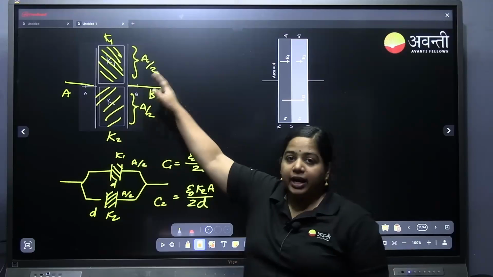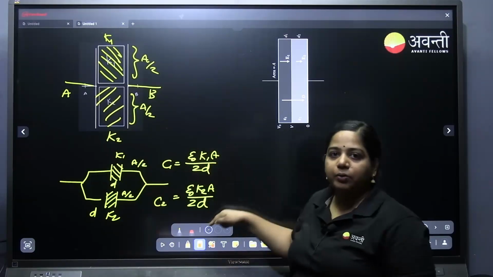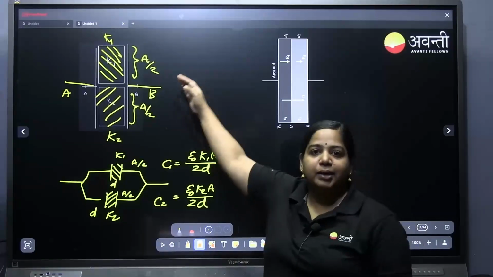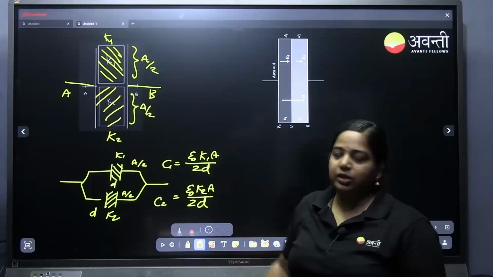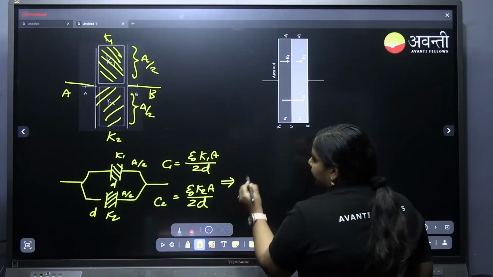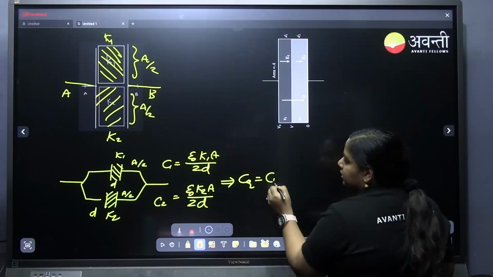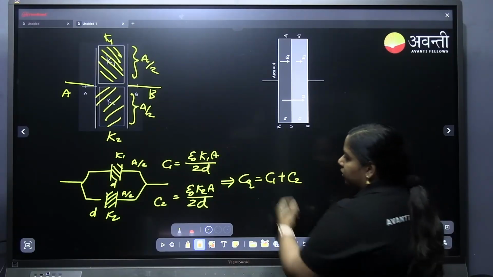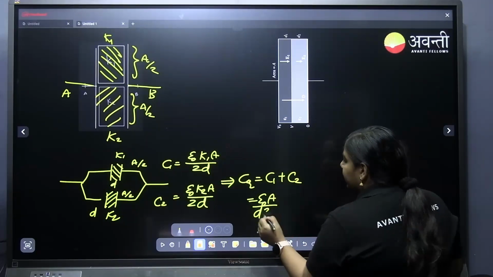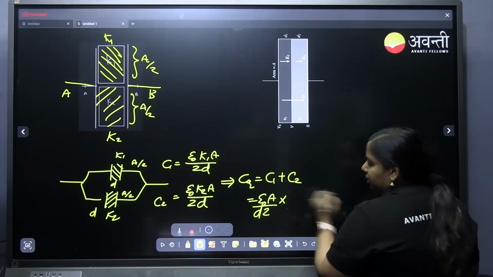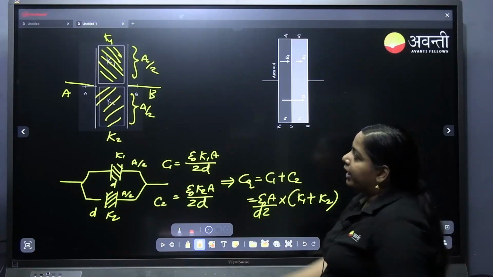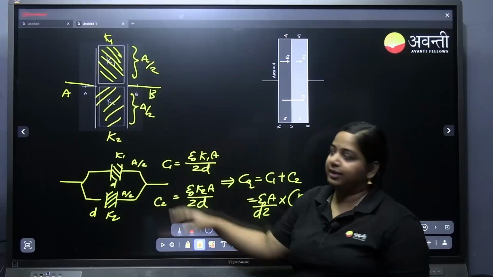Depending on how the area is split, you have to write it. Here I have put A by 2, A by 2. Sometimes it will be A by 3, then 2A by 3, so according to that you have to substitute. Since it's a parallel connection, we can simply find C equivalent equal to C1 plus C2. That you will get as epsilon naught A by 2D into (K1 plus K2). Okay, in this case we can split like this.